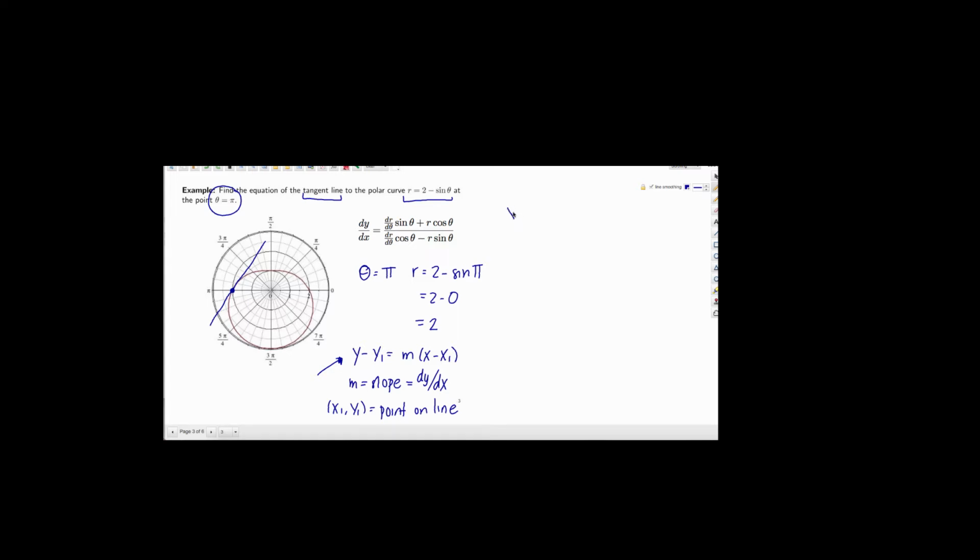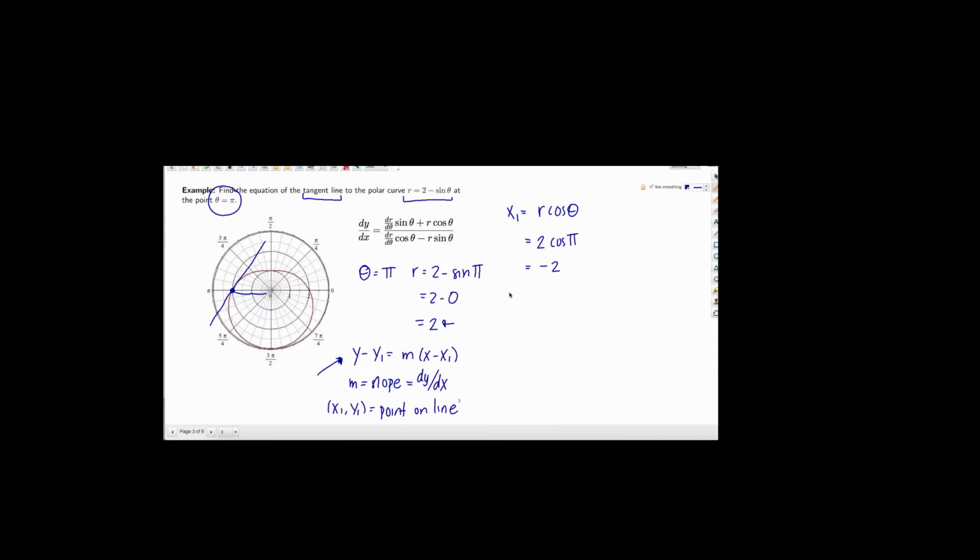So we remember that our point, the x-coordinate, is r cosine theta. We already found our r, it's 2, and our theta is pi. So we're getting 2 times cosine of pi. Cosine of pi is minus 1, so our x-coordinate is minus 2. And again, we can see that from the graph. In terms of the x-coordinate, we're over 1, 2, so we're at minus 2.